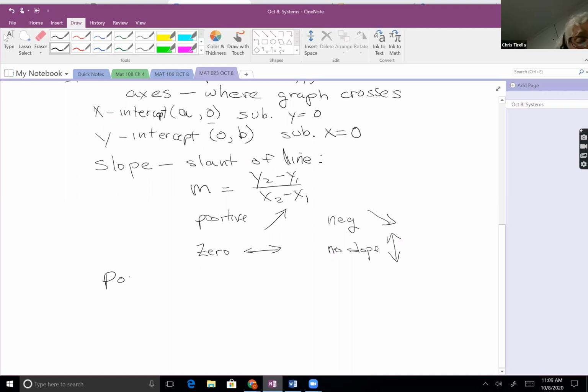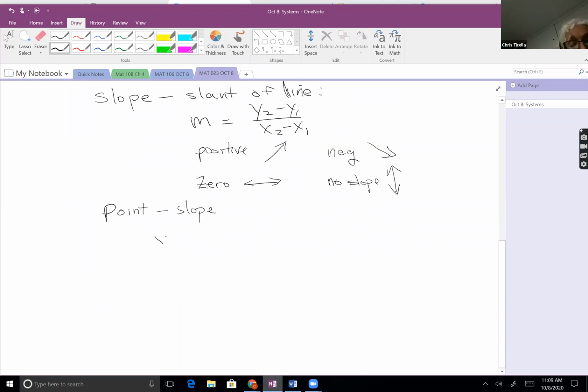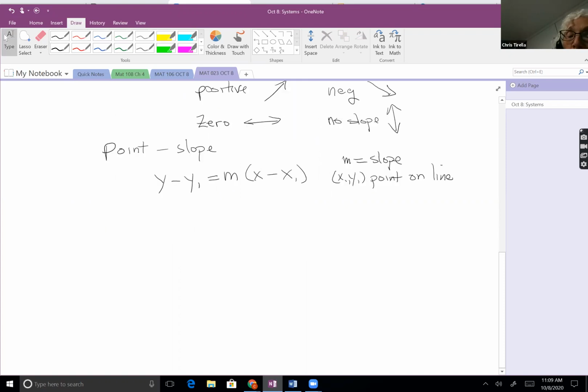We use that then to find the equation of the line using the point slope method. And the point slope is y minus the y value of the point is equal to the slope times x minus the x value of the point. So that m is the slope, and (x1, y1) is a point on the line. And we just kind of substituted into that formula to find the equation of a line. Point slope formula, we stopped there.